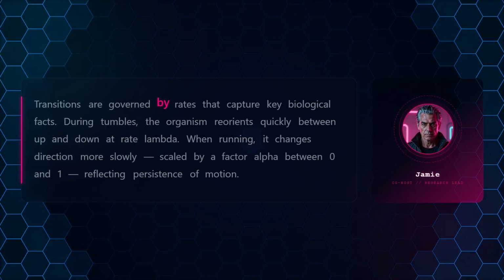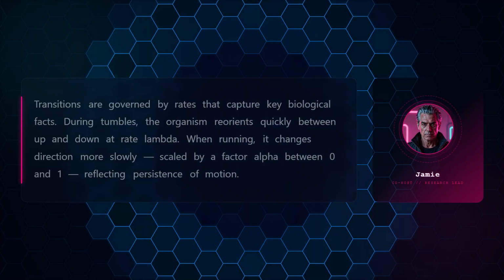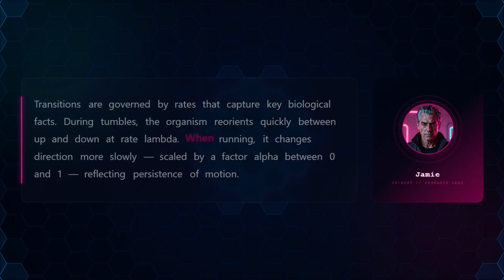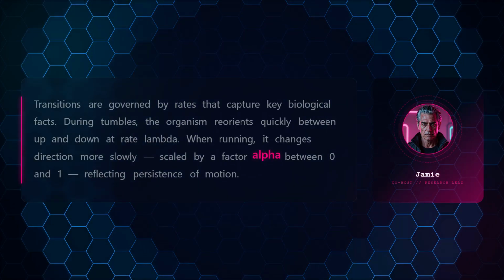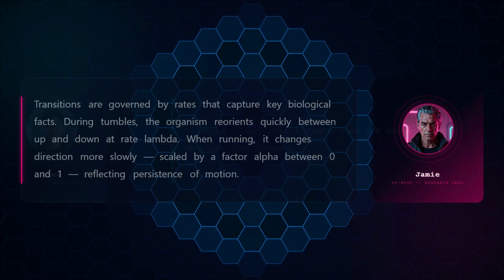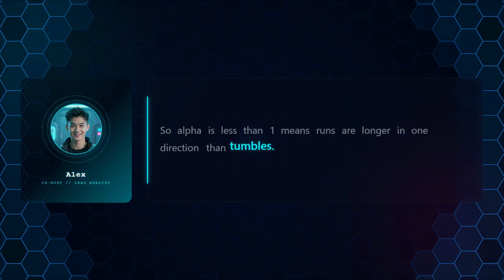Transitions are governed by rates that capture key biological facts. During tumbles, the organism reorients quickly between up and down at rate lambda. When running, it changes direction more slowly, scaled by a factor alpha between 0 and 1, reflecting persistence of motion. So alpha less than 1 means runs are longer in one direction than tumbles.